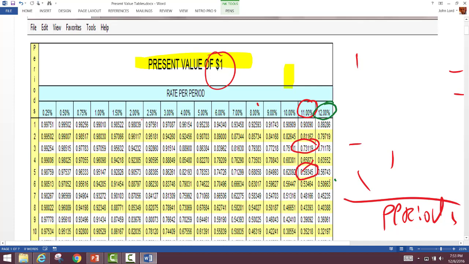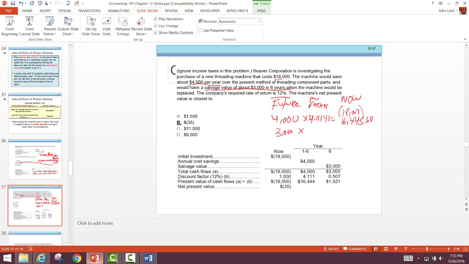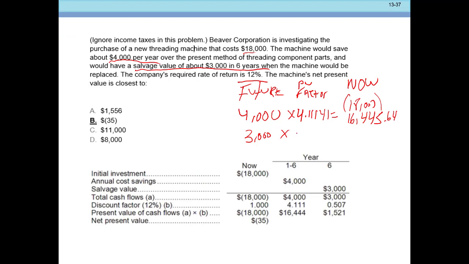And how many years was that? That's right, because it's a salvage value, so that's at the end of the project. So that's 0.50663. Okay. Did I pick up the right one? Yeah, 0.50663. So we multiply that times 3,000.